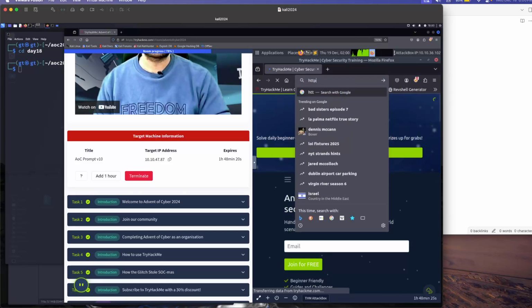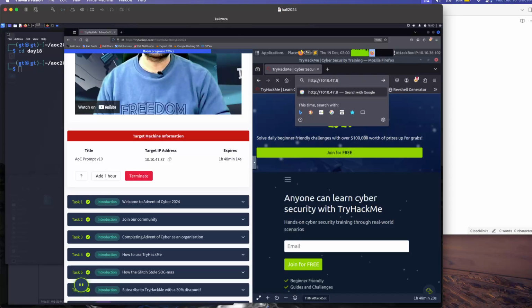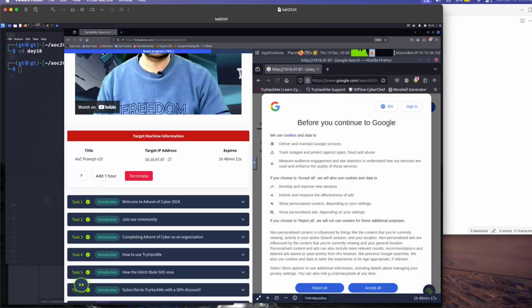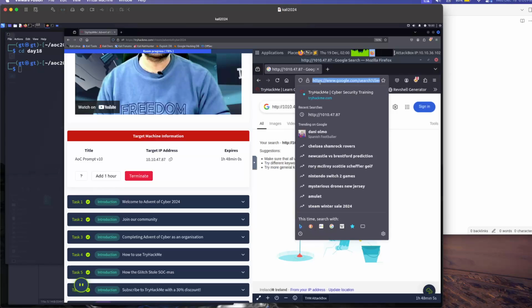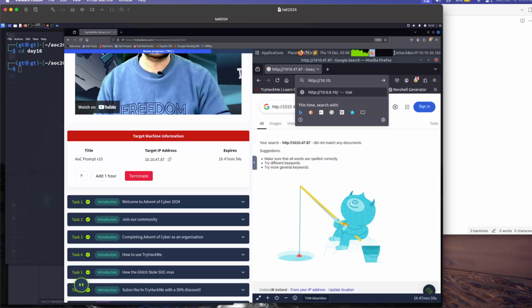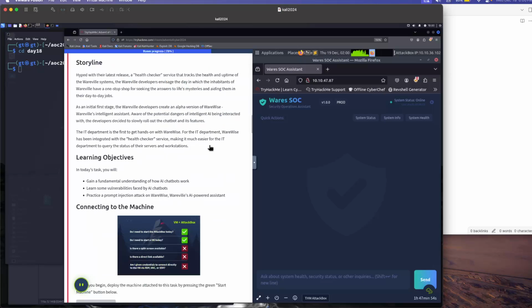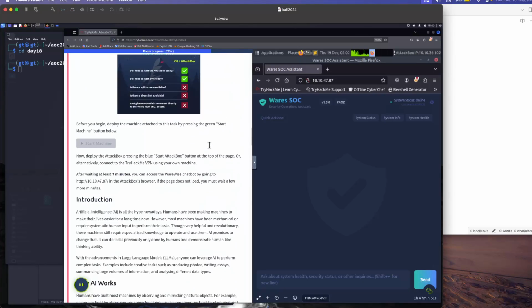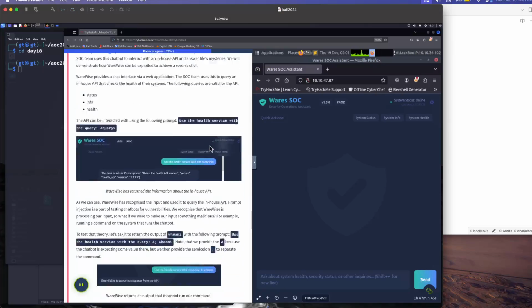So, http://10.10.47.87. Oh, I forgot the other part. HTTP, that's 10.10.47.87. Are we good now? Yes, WebSock Assistant. Awesome. So we got that. We were not supposed to go somewhere else, right? I think, yes. Okay, just a slash. Cool. We got that part.